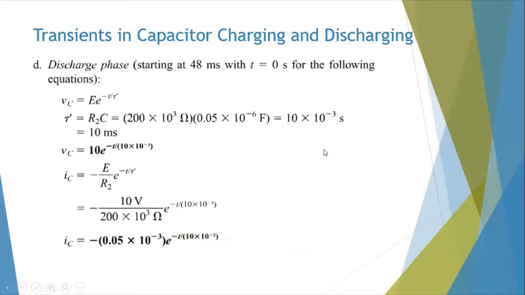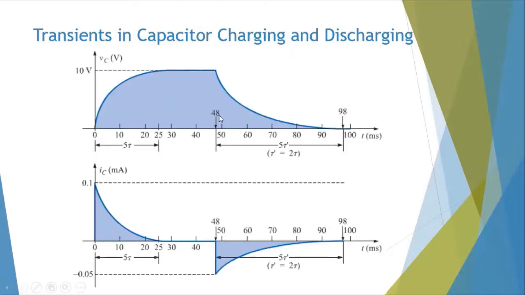Now, one comment: you calculated the new time constant to be 10 milliseconds. So if you allow the capacitor to discharge for at least 5 time constants, which is 50 milliseconds, the capacitor will be totally discharged. This is why after 48 milliseconds, if you add 50, which is 5 time constants, you get 98. So after 98, you can assume the capacitor will fully discharge.